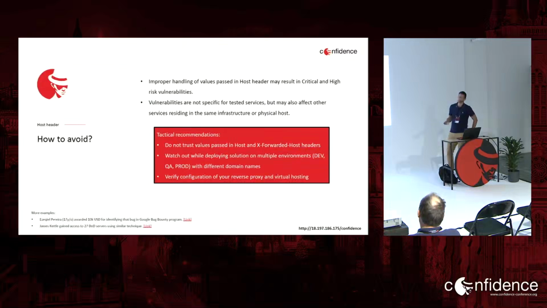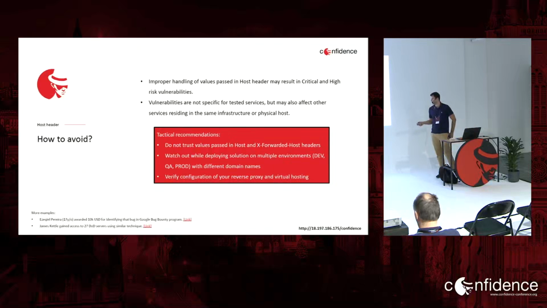Now, if you think that such an attack is uncommon, you can just go to these two articles later on, or just try to Google that. One guy from, I believe, Ecuador found such a vulnerability in Google, so he received a $10,000 bug bounty. Some other guy also used this technique to infiltrate 27 Department of Defense servers. So it's a pretty huge issue in the end.